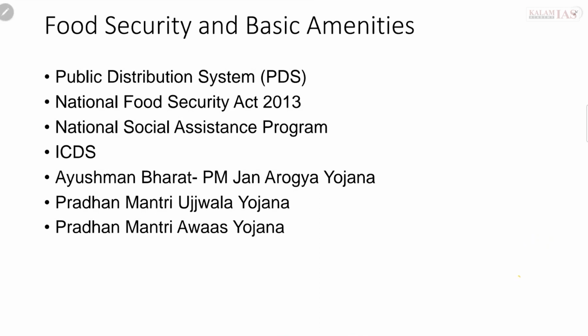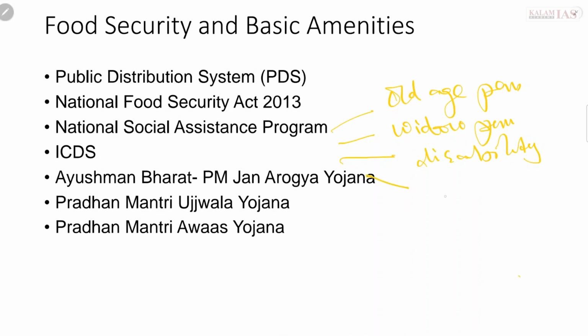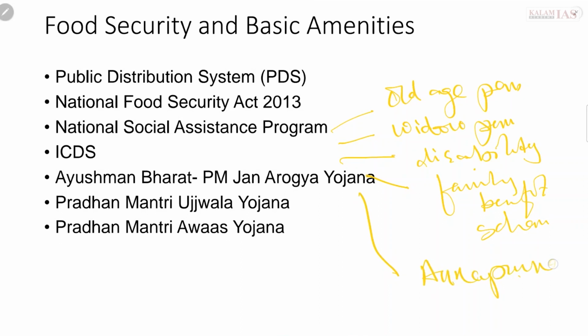Then we have the National Social Assistance Program. This provides for various pension schemes to different categories of people, such as the old age pension, the widow pension, disability pension, family benefit scheme, and the Annapurna scheme for food security. All of these come under the NSAP.